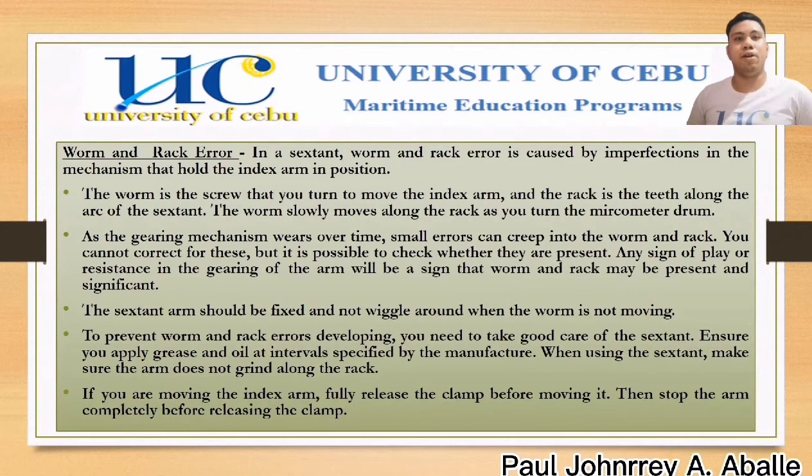Worm and rack error. In a sextant, worm and rack error is caused by imperfections in the mechanism that holds the index arm in position. The worm is a screw that you turn to move the index arm, and the rack is the teeth along the arc of the sextant. The worm slowly moves along the rack as you turn the micrometer drum. As the gearing mechanism wears over time, small errors can creep in. You cannot correct for this, but it is possible to check whether they are present.